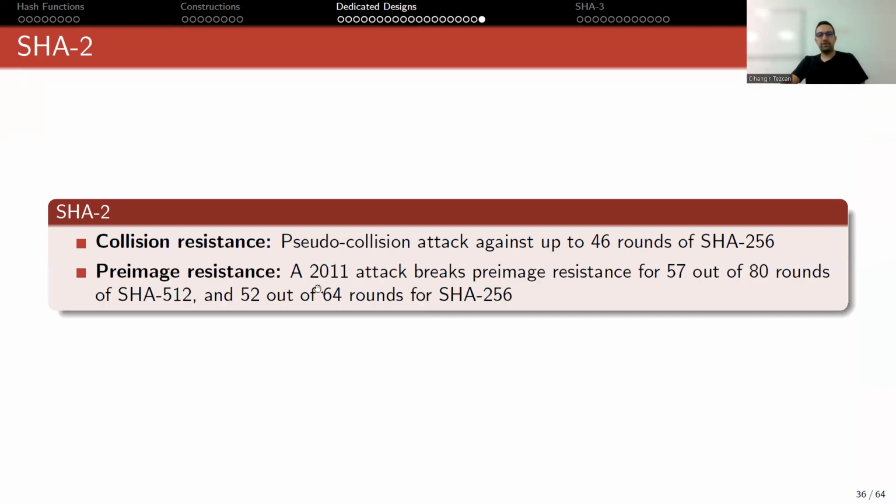And for preimage attacks, as far as I know, there is a 2011 attack that breaks preimage resistance for 57 out of 80 rounds of SHA-512 and 52 out of 64 rounds of SHA-256. So it is secure. This is why we are using it all the time. But as you can see, the previous ones are broken. This is why we actually had a competition called SHA-3 to have a backup plan.